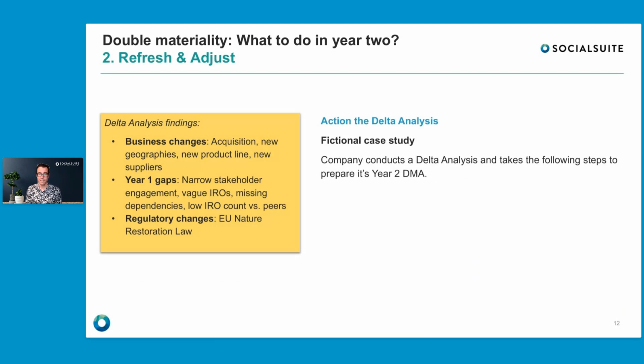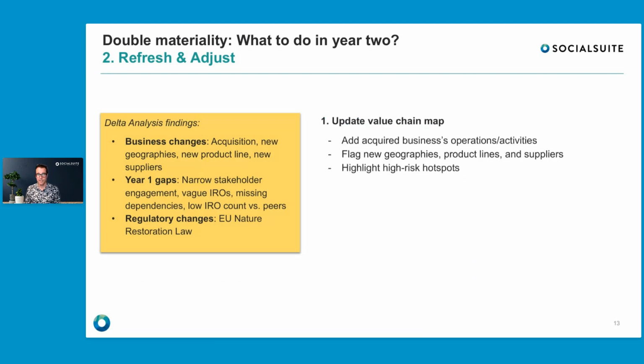So let's take that as an example and look at how we can use that information then in the next steps. In step one then, what we're going to do is go back to our value chain. As you know, that is the first component. We're going to now add into that value chain the acquired business operations and activities, flag the new geographies, the new key activities around those product lines, where are key suppliers in there. And in doing all this, we do want to keep in mind that we don't have to be extremely granular. We really want to look at highlighting the risk hotspots. So where do we potentially find key risks there?